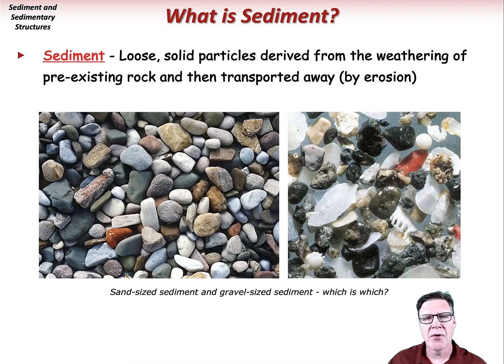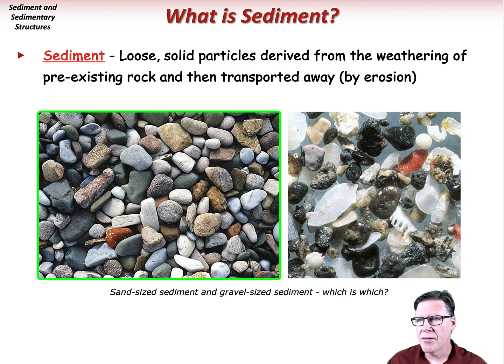Loose solid particles derived from the weathering of pre-existing rock are called sediment. Sediment exists in various forms that can be described by the size, rounding, and sorting of the particles. These two images show sediment of different sizes and really highlight the need for scale, so we can know how large or small the particles are. Can you tell which image has the larger particles? Yes, that's right. Larger gravel-sized sediment is on the left, and smaller sand-sized sediment is on the right.